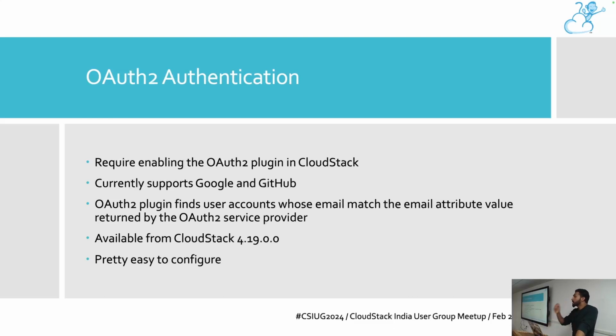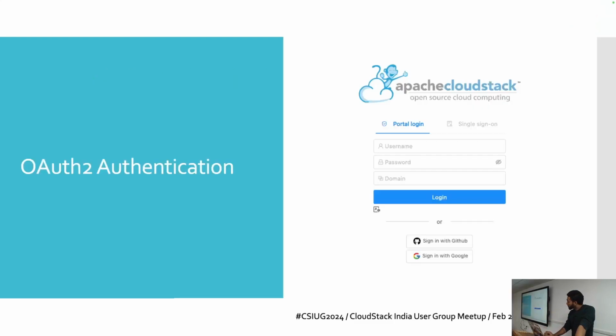So unlike SAML, where we use username as the identifier, here we use the email address, because that's what we use to log in to those social accounts. Once it is enabled and we configure those providers, in the login page we see these two extra buttons here. And since this is a plugin model, we can easily develop other providers and make them available here itself. Currently, CloudStack supports GitHub and Google.